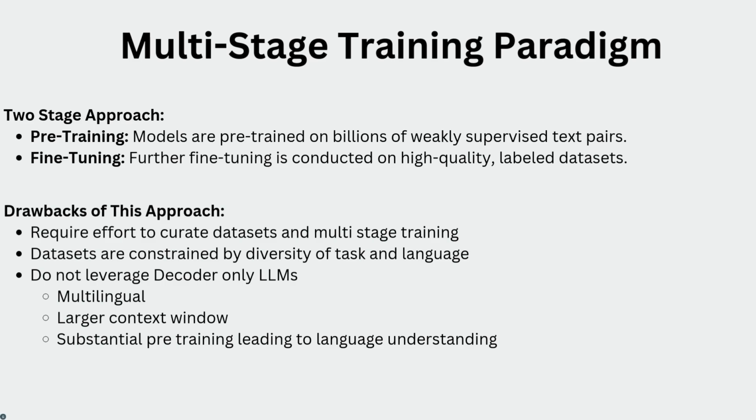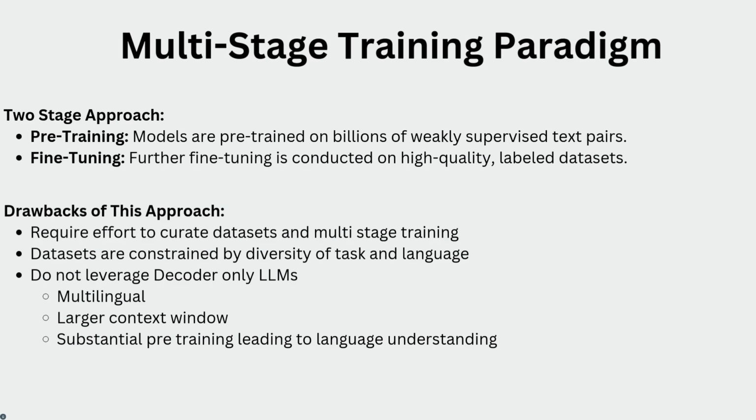Now, we've talked about how we can use SentenceBERT to generate embeddings. But coming to the training paradigm for SentenceBERT or for any other encoder model to generate text embeddings, it's mainly a two-stage approach. In the first stage, you pre-train these models on billions of weakly supervised text pairs. And then in the second stage, you fine-tune on high-quality labeled datasets. So in the second stage, you're basically fine-tuning on task-specific or domain-specific datasets so that you get more relevant text embeddings. The drawback of this approach is that a lot of manual effort is required to curate these datasets. Also, these datasets are constrained by the diversity of task and language.